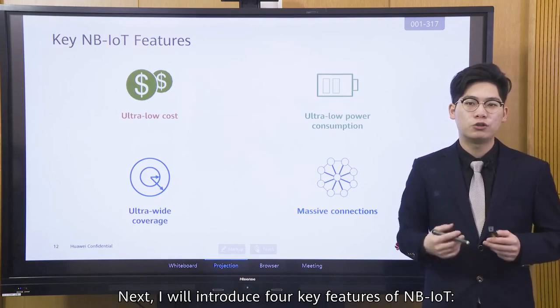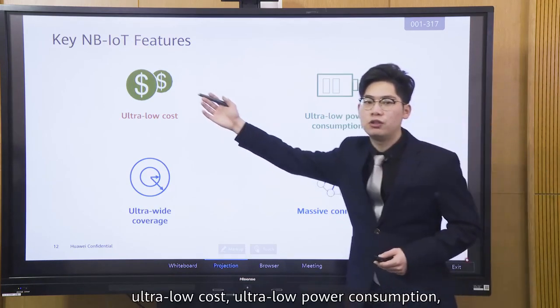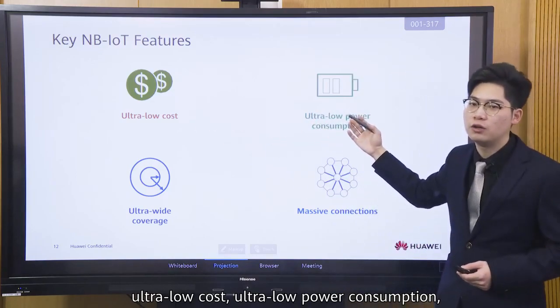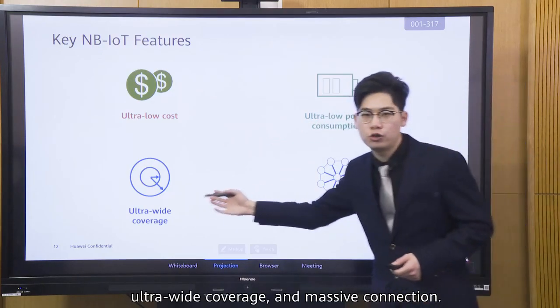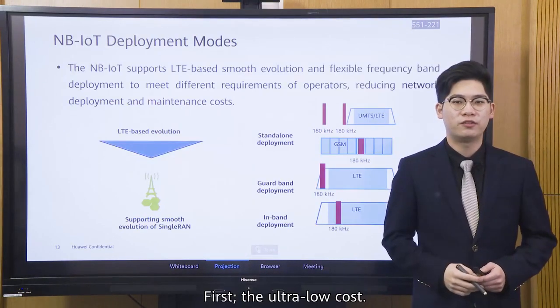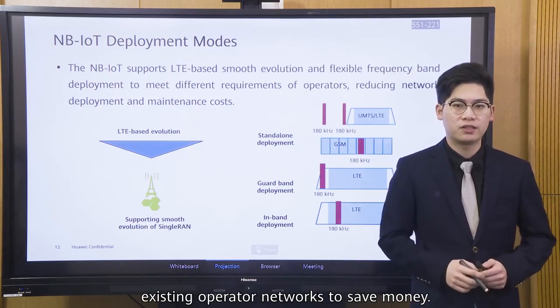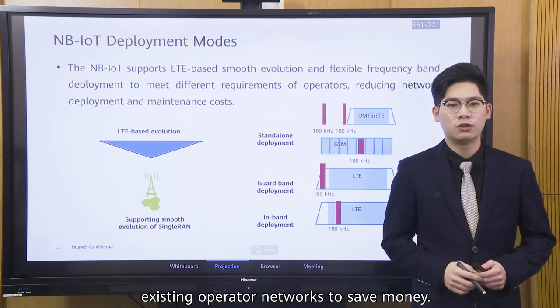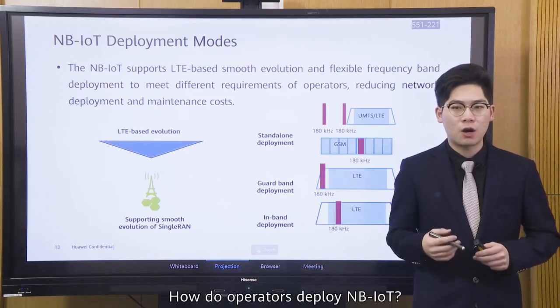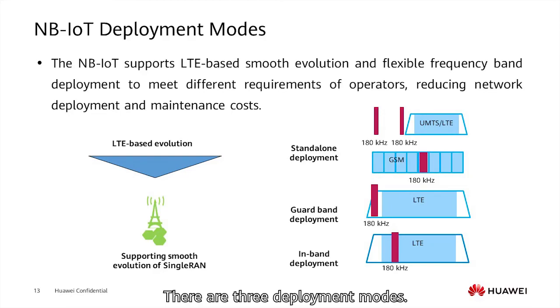Next, I will introduce 4 key features of NB-IoT: ultra low cost, ultra low power consumption, ultra wide coverage, and massive connections. First, the ultra low cost. NB-IoT can be directly deployed on existing operator networks to save money. How do operators deploy NB-IoT? There are 3 deployment modes.